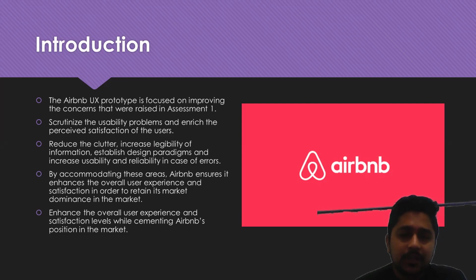This presentation and the report I have made are mainly based on my assessment one. They scrutinize the usability problems and enrich the perceived satisfaction of the users: reduce the clutter, increase the legibility of information, establish design paradigms, and increase usability and reliability in case of errors. By focusing on these areas, Airbnb improves the overall user experience and satisfaction in order to retain its dominance in the market.